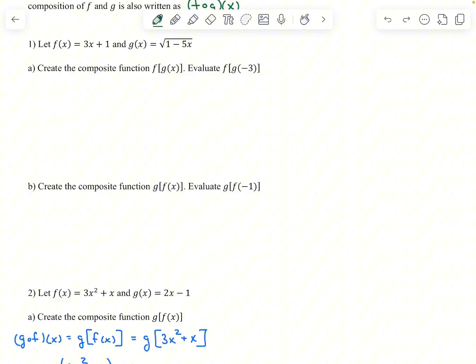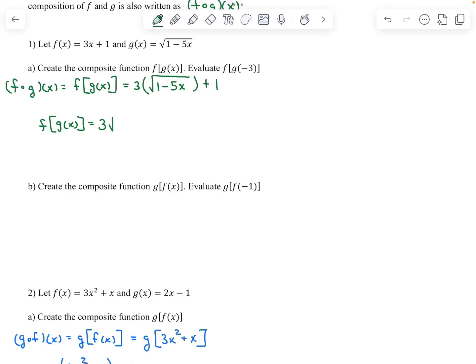By the definition, f composed of g of x is equal to f of g of x. And what this means is that wherever we see an x in f of x, we're going to substitute that with the square root of 1 minus 5x. That will look like this. So f of g of x is equal to 3 times the square root of the quantity 1 minus 5x plus 1.